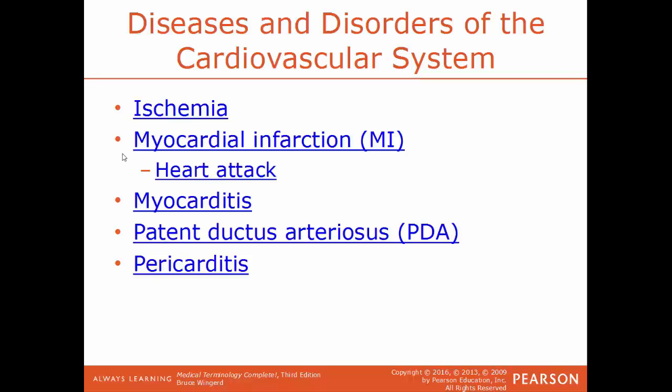There's a structure that a fetus has due to the different blood circulation called the ductus arteriosus. Now, if the baby is born and this structure doesn't heal properly, it's called a patent ductus arteriosus. And our last term here, pericarditis, is an inflammation of the pericardium, which is the outermost lining of the heart.